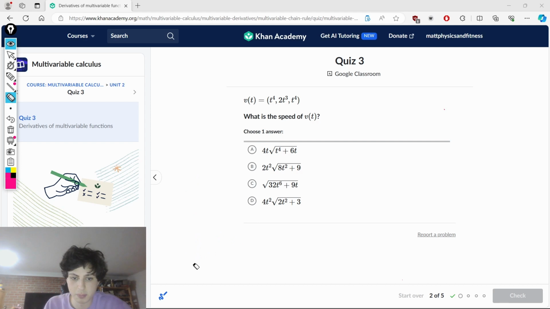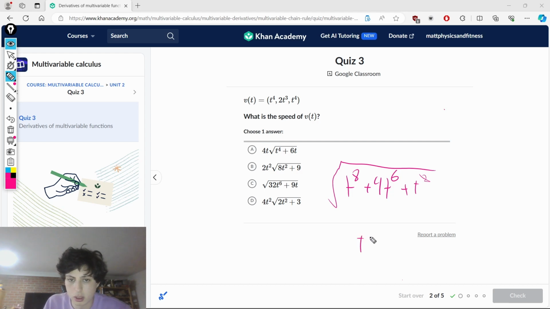What is the speed of v of t? Is it just like... I'm gonna square them all and take the square root. I'm gonna basically just do the Pythagorean theorem but with three terms and see what happens. The square root of t to the 8th plus 4t to the 6th plus t to the 8th, the big square root on the outside.